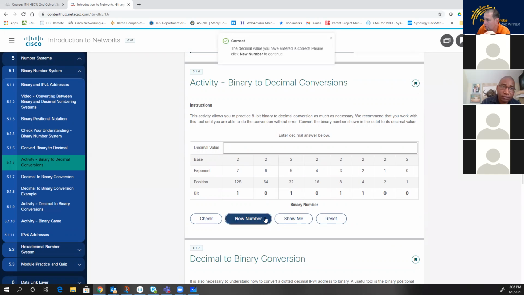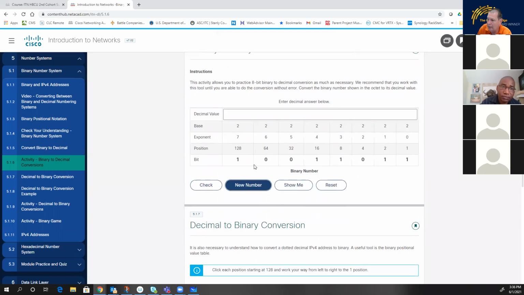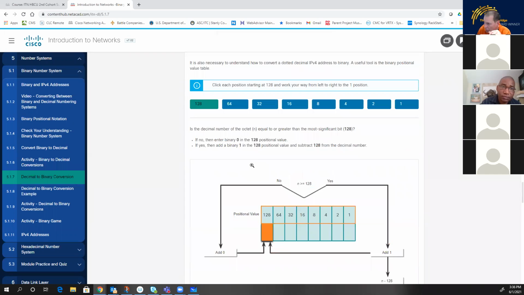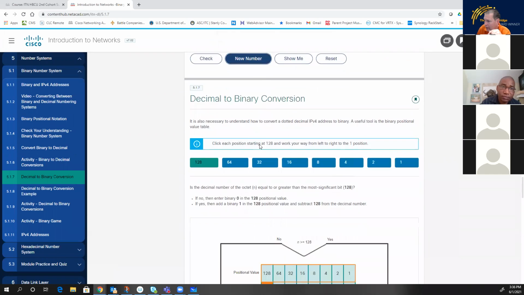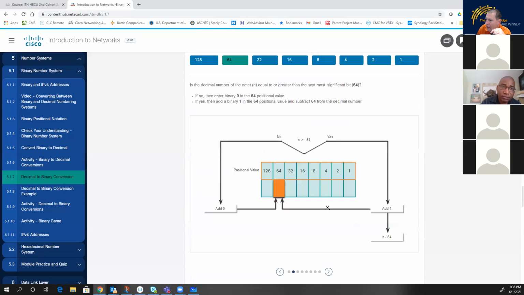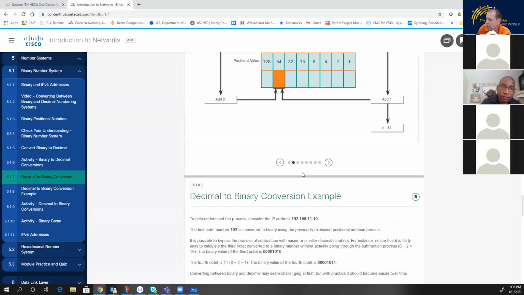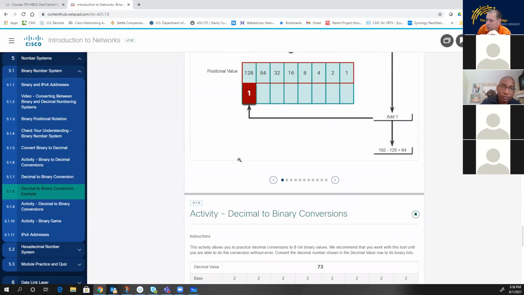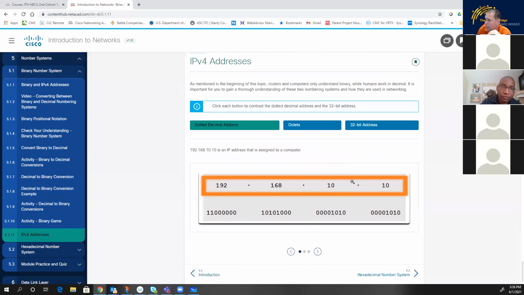All right. And so you can just do new numbers and let them practice and practice and practice. So decimal to binary is the subtraction method. Again, going in, if it can be subtracted, subtract it, turn that value on. If it cannot, then move to the next position. If it can be subtracted, add 1, subtract it, move on, and so on and so forth. So very easy for you there.